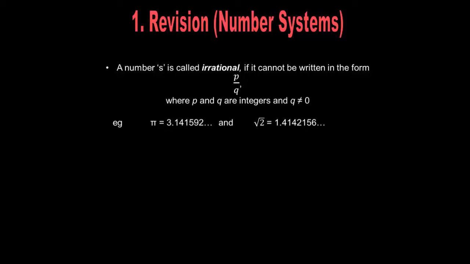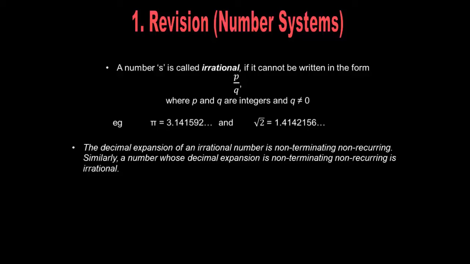Under root 2 is equal to 1.412156, and it will just keep on expanding. It will never end. It will never terminate. As I said just now, the decimal expansion of an irrational number is non-terminating, non-recurring. As we have seen in the examples of pi, under root 2, even under root 3, these are non-terminating and non-recurring. That's why they are known as irrational numbers. And the converse is also true. If we have a decimal expansion which is non-terminating and non-recurring, it will be known as an irrational number.